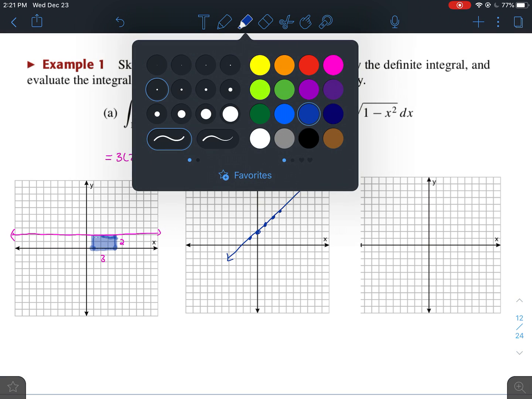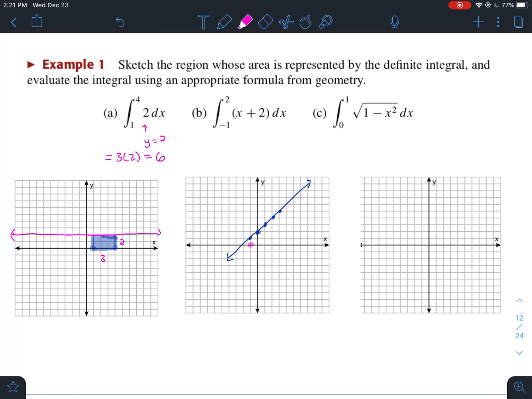So we're going to start 2 up, and then we're going to go up 1 over 1, up 1 over 1, up 1 over 1, down 1 over 1. And so that's going to be f of x. It's going to be x plus 2. And then they want us to start at -1 and end at positive 2. So I'm finding the area between the curve and the x-axis, so it ends up being that shape right there.